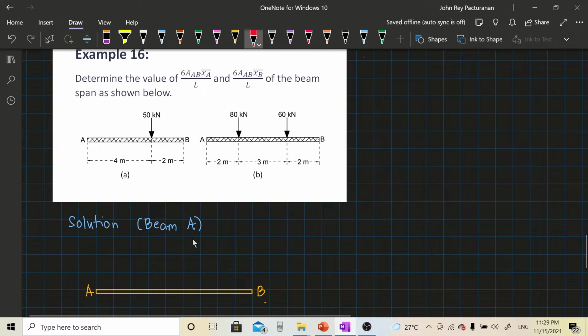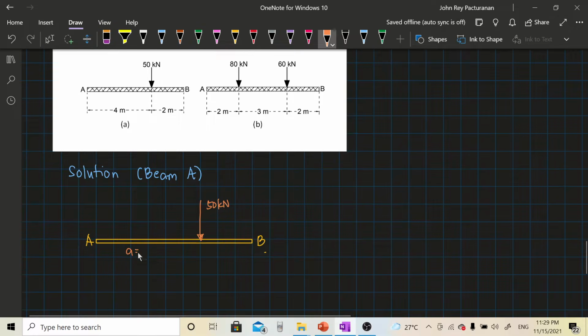So let's draw the given here. This is 50 kilonewton, and of course ito yung ating A as 4 meters and yung B as 2 meters. And syempre kung titingnan nyo naman, the total length of the beam is, or of the span, siguro the proper term here is the span, kasi hindi pa naman to yung beam. This is just part of the continuous beam. Later on mas maiintindihan nyo siya. So ayan siya.